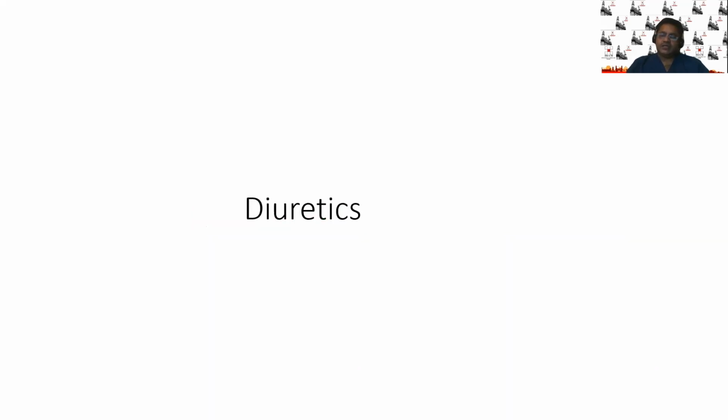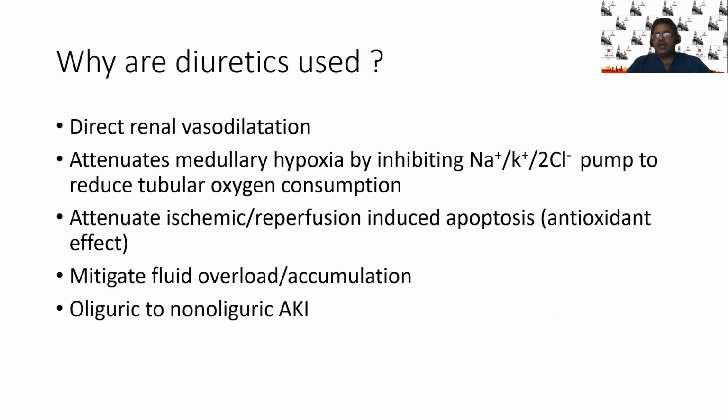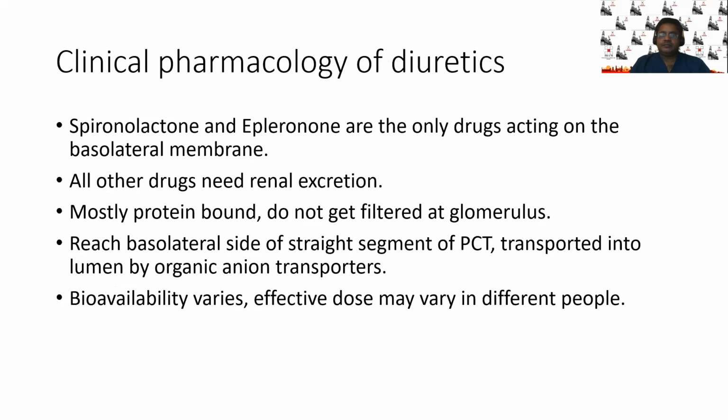What about diuretics in oliguria? Diuretics are used under different pretexts. Some people believe that they produce direct renal vasodilatation. They may attenuate the medullary hypoxia by inhibiting the sodium potassium chloride pump to reduce the tubular oxygen consumption. They attenuate the ischemic reperfusion induced apoptosis, or they mitigate fluid overload and accumulation. And there is this hypothesis of converting oliguric to non-oliguric AKI. Some of them are valid reasons and indications, some of them are not.